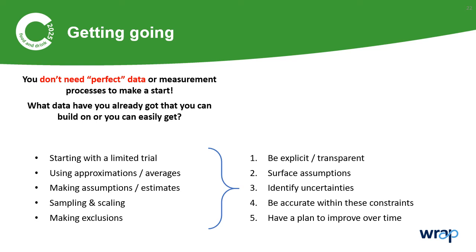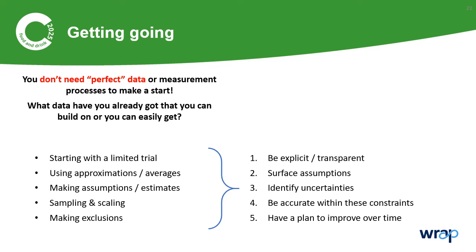Also, as I've already talked about, where you can, list out those uncertainties so that you're aware of them and can try and reduce them over time. Obviously, within the constraints that you're measuring and that you're being explicit about, you do need to be as accurate as you can within those constraints. And then the key thing is, don't just settle with that, but actually have a plan to improve that and to be as accurate as you can over time.